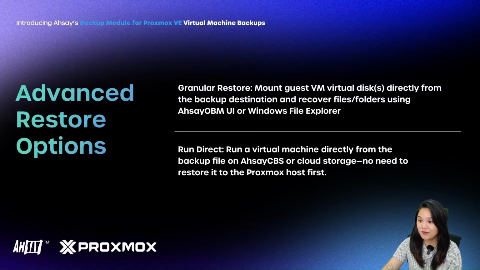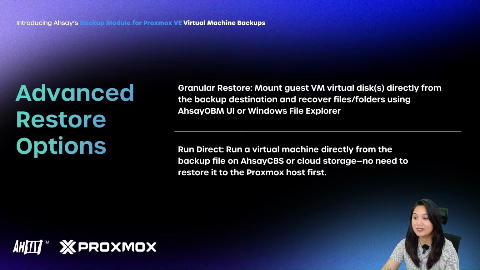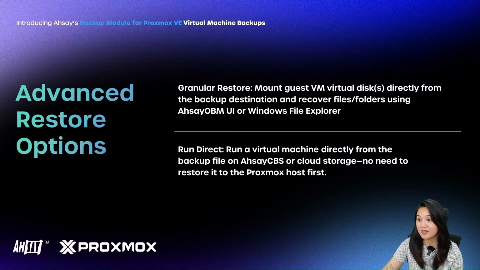So moving on to the advanced restore options, designed for even greater flexibility and speed. So first, there's Granular Restore, which lets you mount guest VM virtual disks directly from the backup and recover specific files or folders using the AhsayCBS interface or Windows File Explorer. Then we have Run Direct, allowing you to run a virtual machine straight from the backup file stored on AhsayCBS, local storage, or in the cloud.